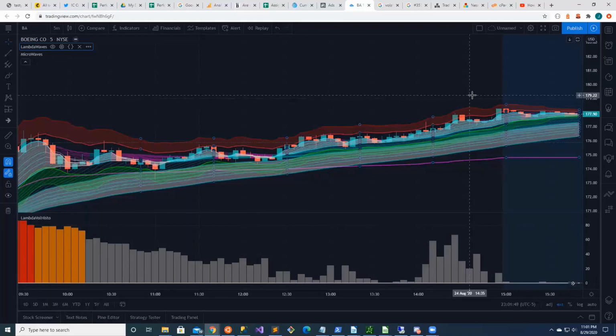And if a trade makes sense, great, and if not, move on to the next ticker, because there are several hundreds of them.